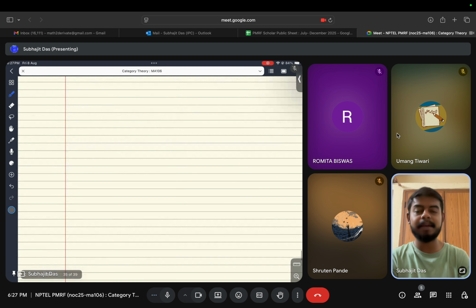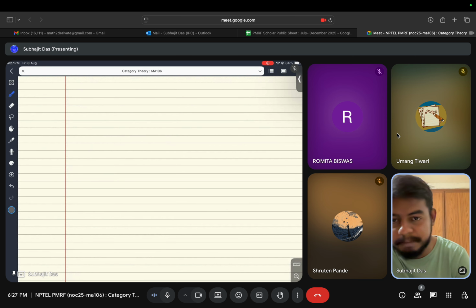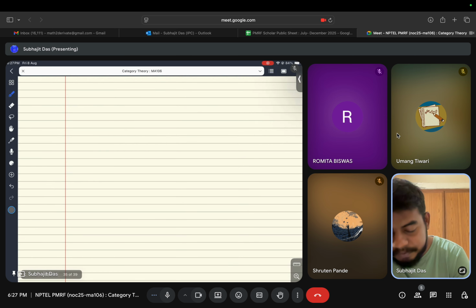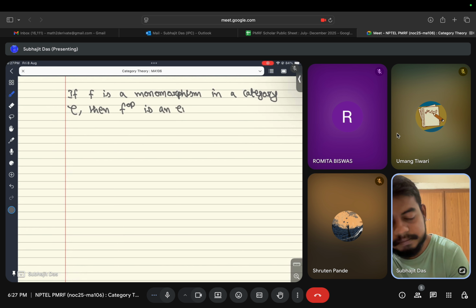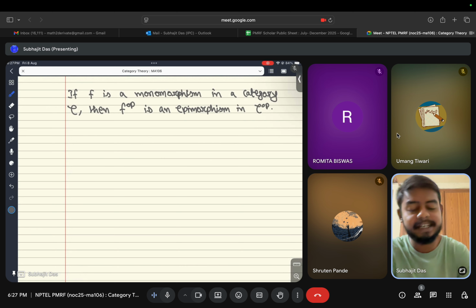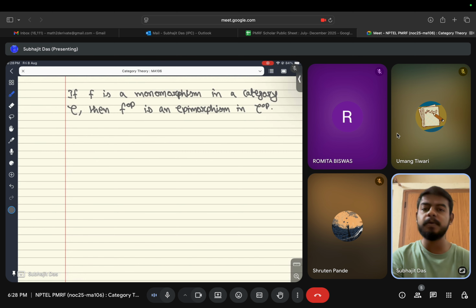So my point is, I am sure you have already seen this in this particular week. The point is that if F is a monomorphism in a category C, then F op is an epimorphism in the dual category C op. I'm sure you have seen this. That is, monomorphisms and epimorphisms are dual notions of each other.